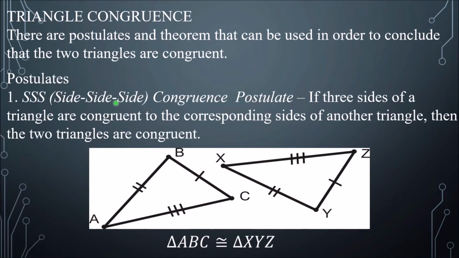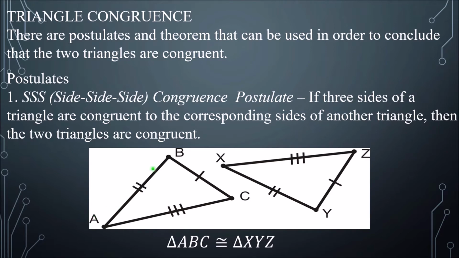Now let's have the triangle congruence. There are postulates and a theorem that can be used in order to conclude that the two triangles are congruent. So let's have the first postulate, the SSS postulate, or side-side-side congruence postulate. If three sides of a triangle are congruent to the corresponding sides of another triangle, then the two triangles are congruent.